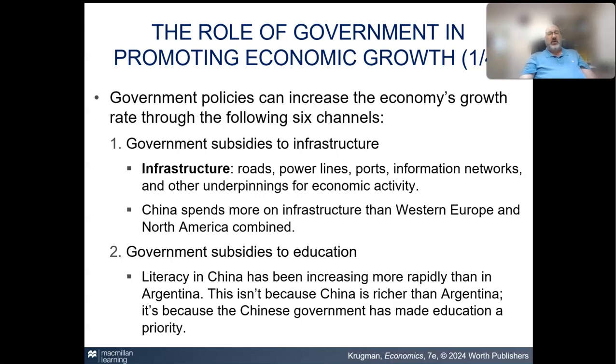Government in promoting economic growth. So government policies can increase the economy's growth rate through 6 different channels. Subsidies to infrastructure. So infrastructure like roads, power lines, ports, information networks, and other things. So information networks, think internet.